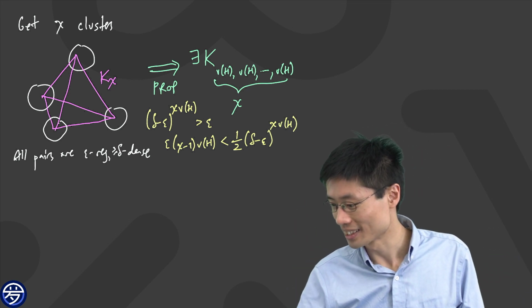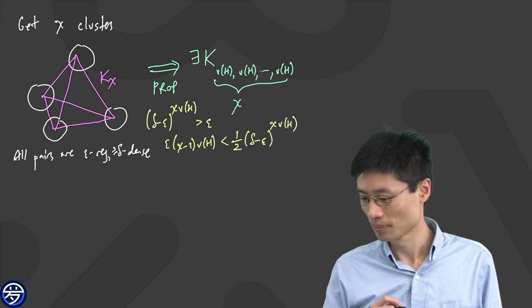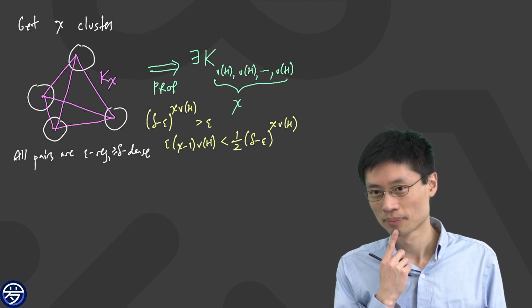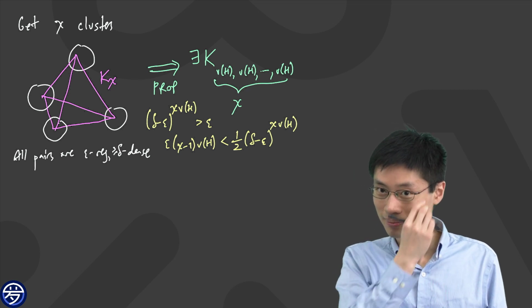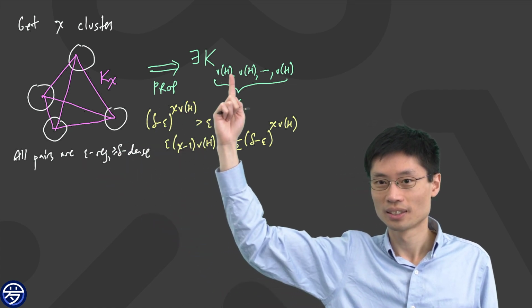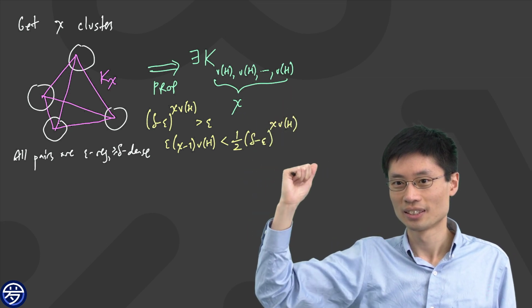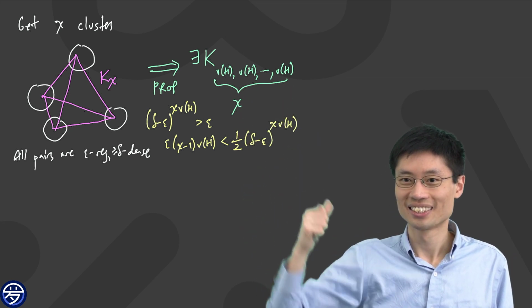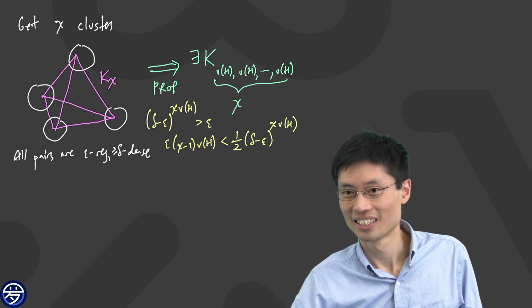I see more hands. So Ariel, you also have a question or an answer? Yeah, so if you have a K with the vertices H and chi of them, then if you have a coloring of H with chi colors, then each cluster is a color.